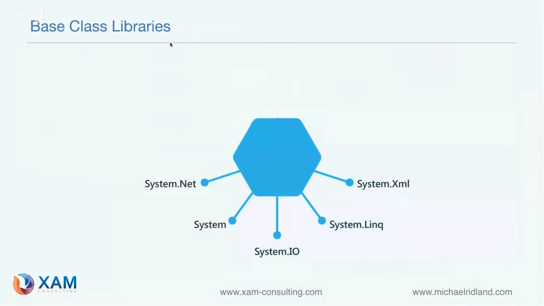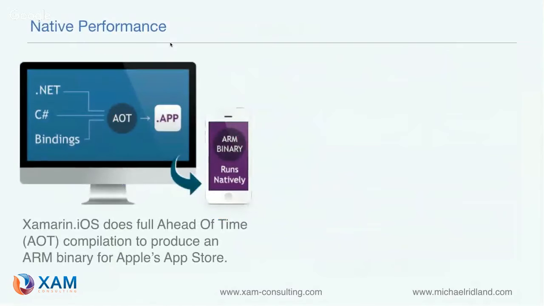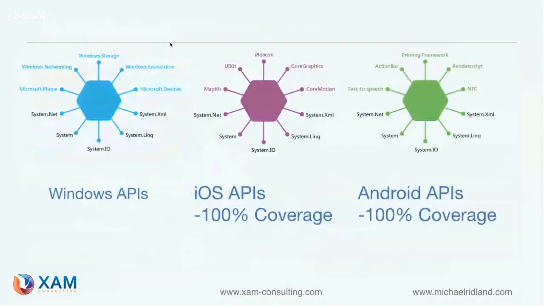So obviously, because it's C#, you've got all your base class libraries that are in .NET. And then for all the iOS, Android, and other platforms they support, they've got 100% coverage of the APIs. Nice question. So when you say 100% API coverage, what you mean is they've created C# .NET equivalent APIs to the native APIs? Yes, yes.